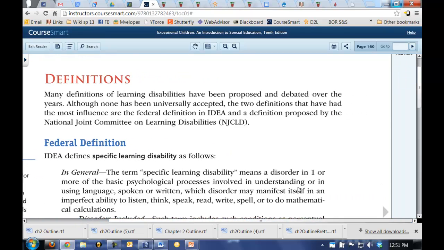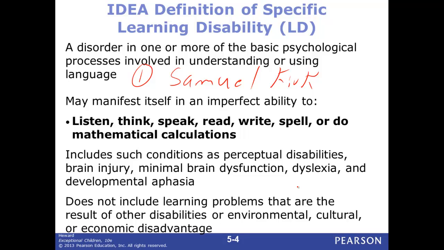What are the definitions? Let me go back to the notes first. Definition is that one or more of the basic psychological processes involved in understanding or using language may manifest itself as an imperfect ability. Here is a word that you have to use: imperfect. Remember this thing with Samuel Kirk, like you've been doing. You're going to clearly identify that in the notes for me so I can find it. Red, blue, whatever, you've done a nice job.